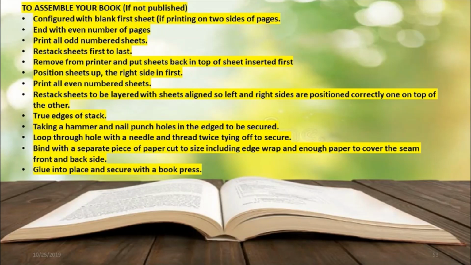Taking a hammer and nail, punch holes in the edge of the sheets to be secured. Loop through a hole with a needle and thread twice, tying off to secure. Bind with a separate piece of paper cut to size, including edge wrap and enough paper to cover the same front and back side. Glue into place and secure the book with a book press.